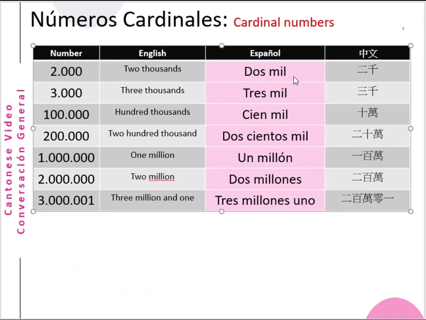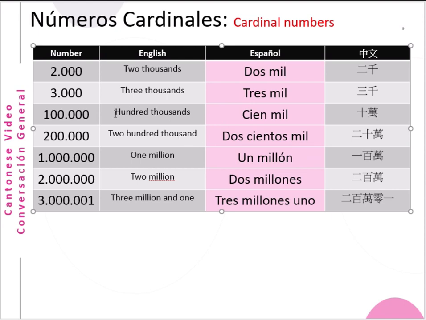2.000, dos mil. We don't use plural after the thousand, mil. We just use dos mil. 3.000, tres mil. 4.000, cuatro mil. 5.000, cinco mil. Etc.